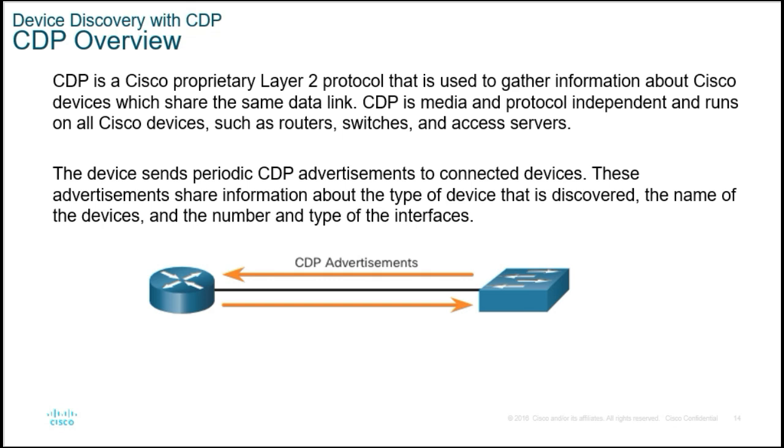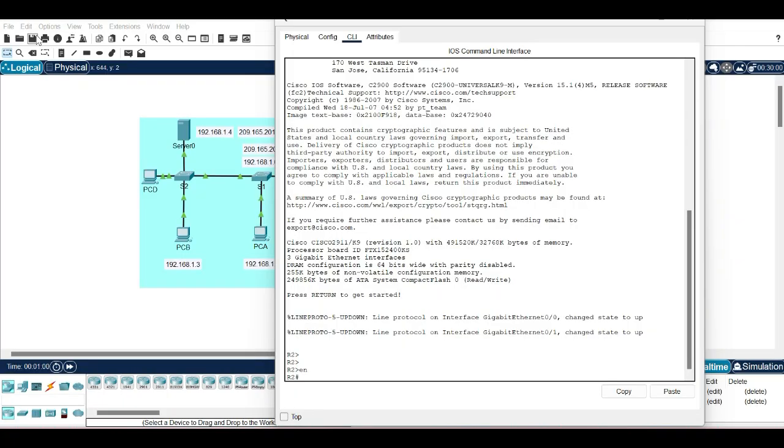So cara dia berfungsi adalah dengan menghantar CDP messages ataupun advertisements kepada semua directly connected interface. So kita boleh tengoklah semua neighbor yang connected dengan that particular device. So dalam advertisement ni dia akan hantar information mengenai nama device, jenis interface dan berapa interface yang device tu ada. So by default, CDP is enabled on all Cisco devices. So kita boleh verify kita punya settings for CDP by using the show CDP command.